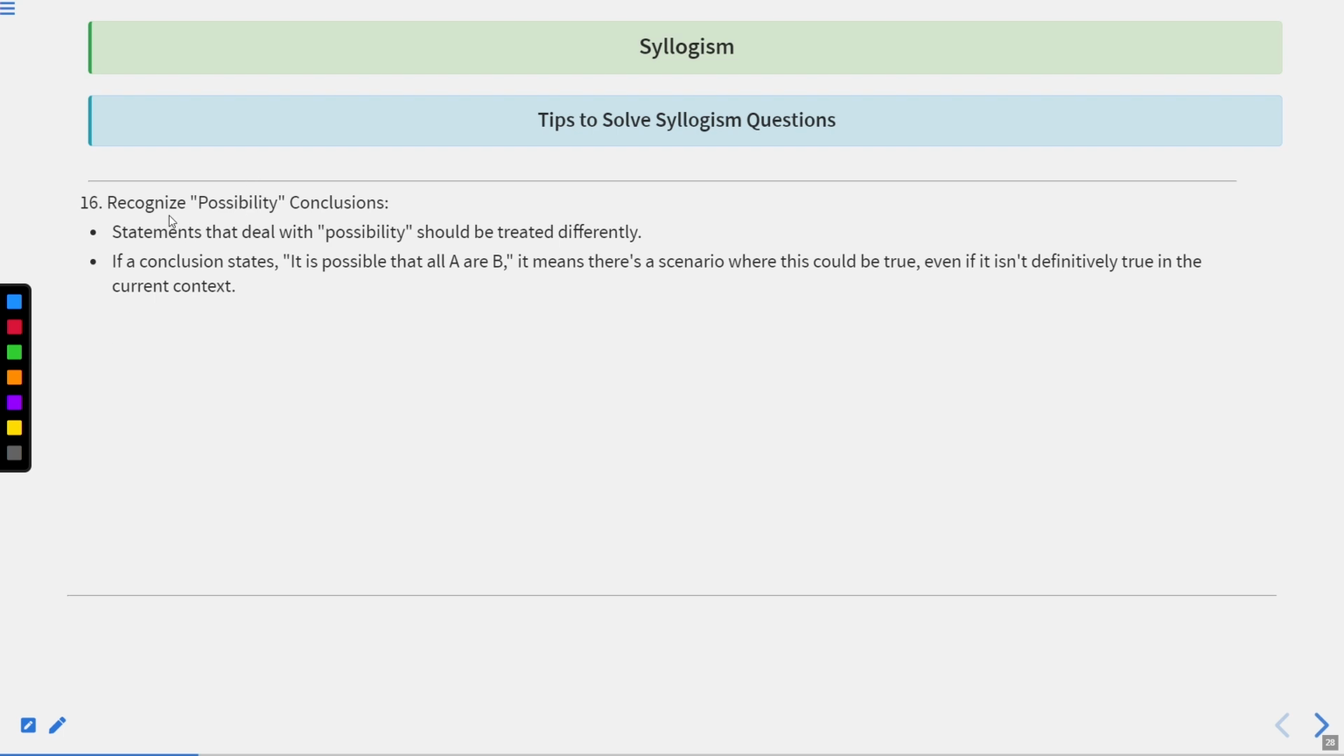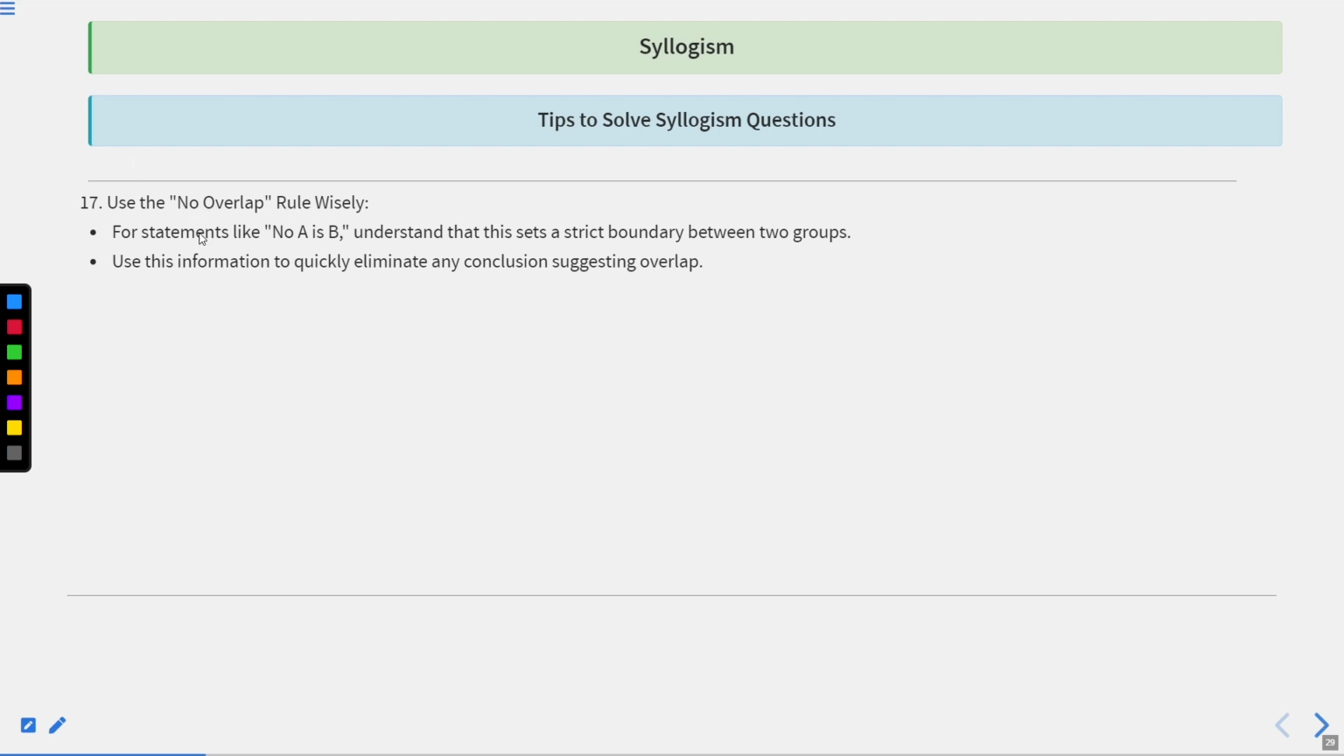Recognize possibility conclusions. Statements that deal with possibility should be treated differently. If a conclusion states it is possible that all A are B, it means that there is a scenario where this could be true, even if it's not definitely true in the current scenario. Okay, understood?